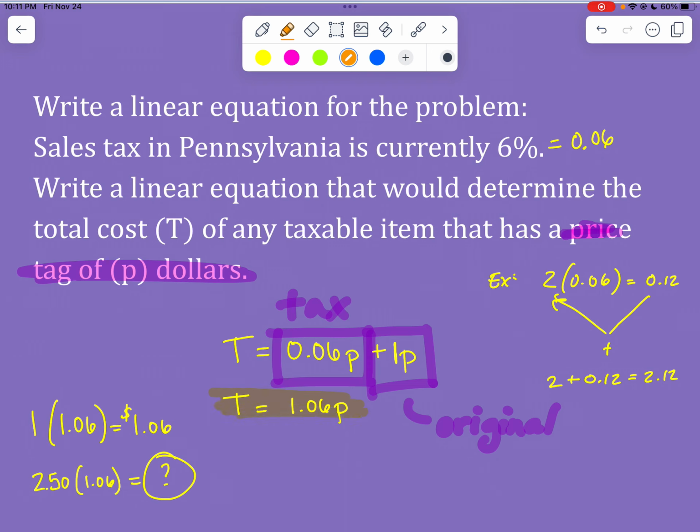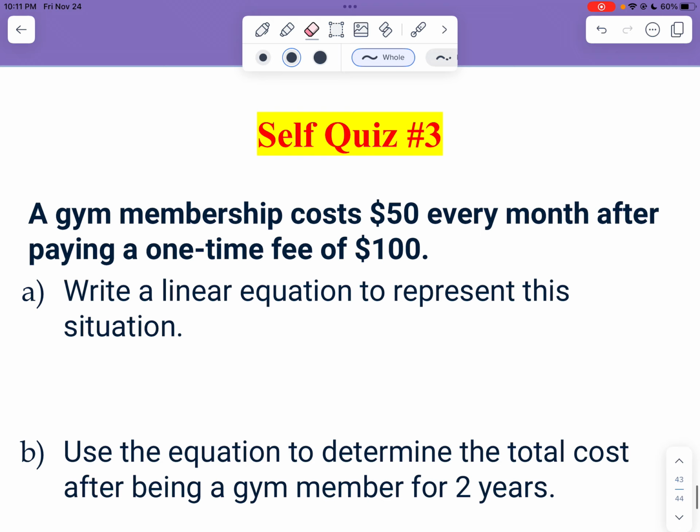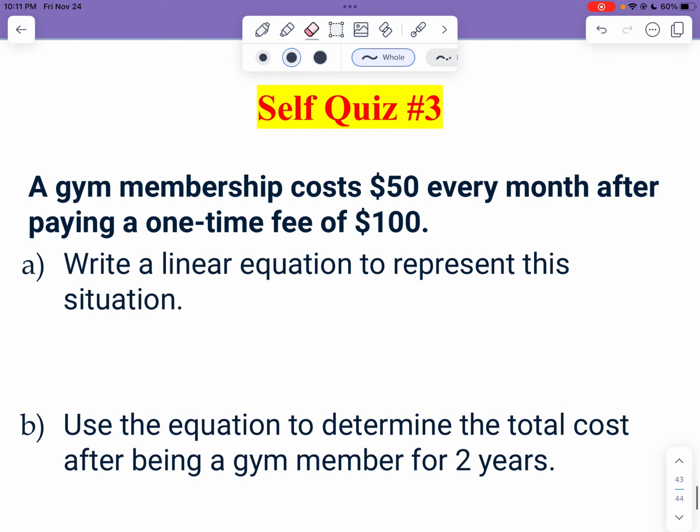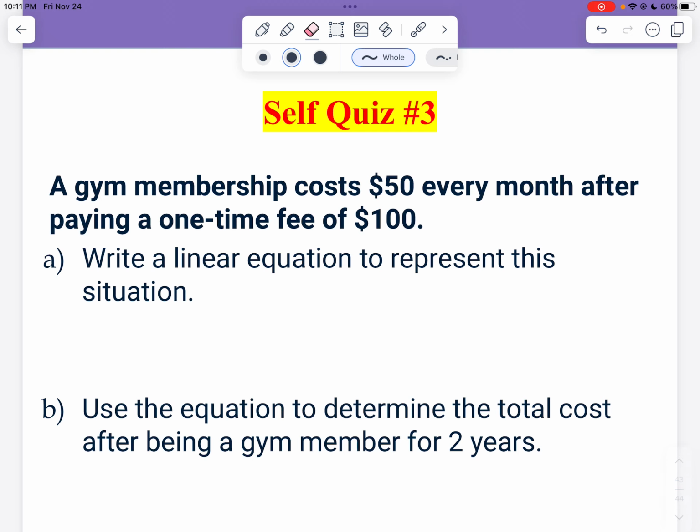All right, so the total is equal to 1.06 P. That brings us to the end of 4.3. You made it. All right.